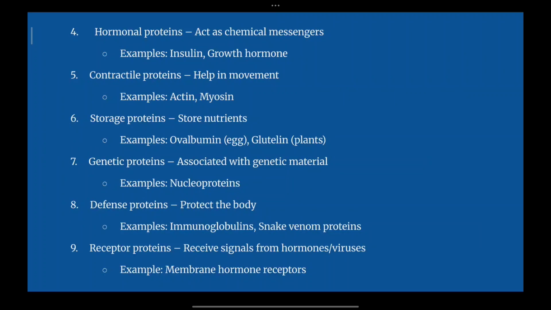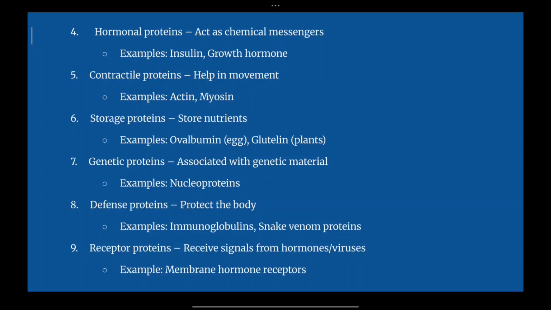Hormonal proteins act as chemical messengers. Some examples are insulin, which is involved in regulating the blood glucose levels and maintaining the blood sugar levels, and the growth hormone, which is involved in the growth of the human body. Contractile proteins help in movement. Some examples are actin and myosin, which are present in the muscle fibers.